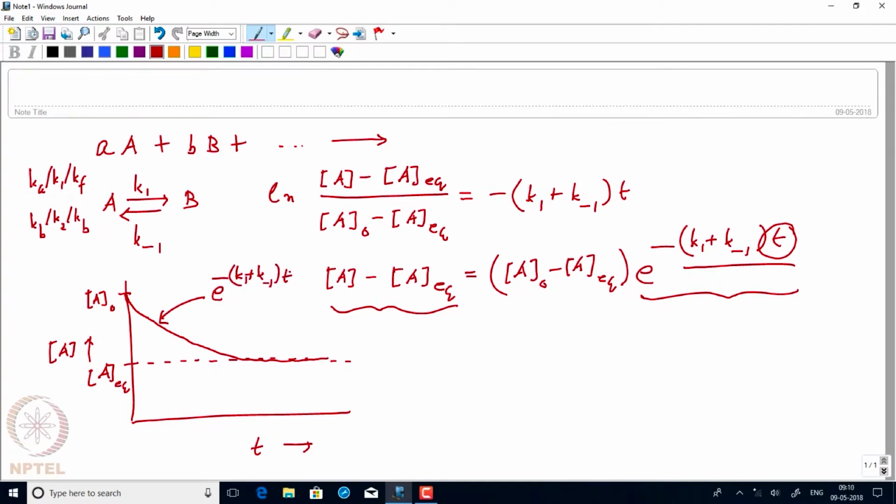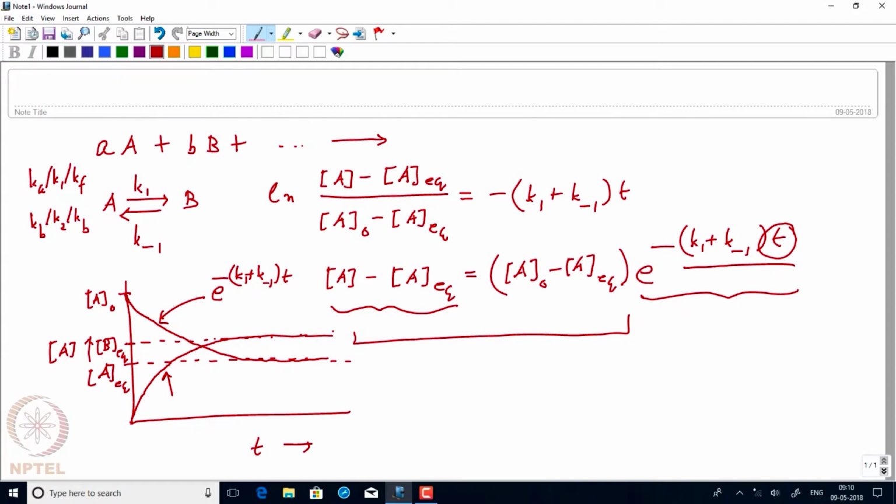which is very important. Similarly, for the B expression we can have a similar expression like A, and B will also reach its equilibrium concentration. Suppose B equilibrium is somewhere here. And if we assume that initially B was at 0, then we'll see that B also reaches its equilibrium value with the same time constant. So this will be something like 1 minus e to the power minus (k1 plus k minus 1) t. It is an exponential growth, but the time constants will be the same.